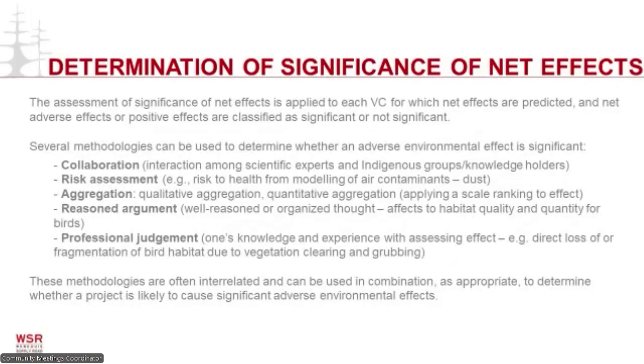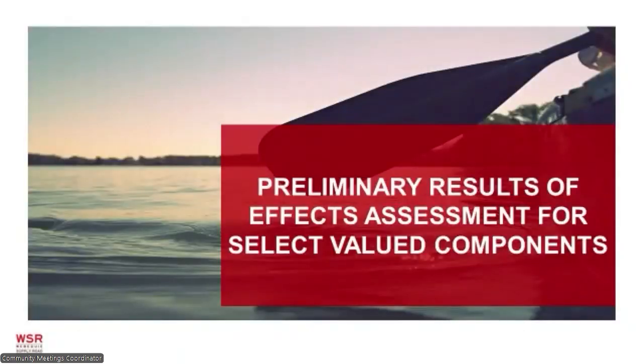We determine how significant net or leftover effects are using a number of methods, such as scientific experts working with community members, assessing risk ranking, or weighing effects, as well as the professional judgment of experts using their knowledge and experience. Let's move now to talk about preliminary results of effects assessment for select valued components. While we will focus on vegetation, which includes peatlands, wildlife, Aboriginal and treaty rights and interests for this presentation, due to limited time, the full version of this presentation that is available on the website will include preliminary results for social and economic, cultural heritage and archaeology, and human health and country foods.